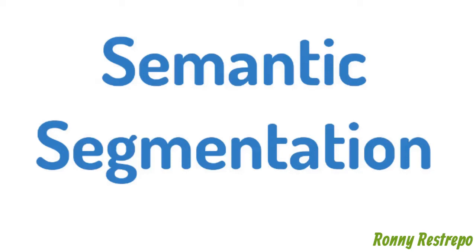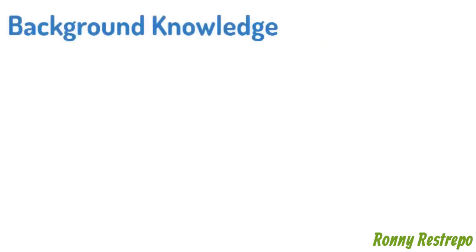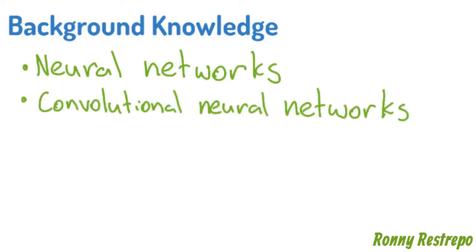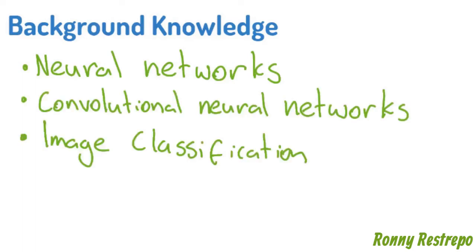In this series of lessons, we're going to be looking at the computer vision task known as semantic segmentation. I'm going to be assuming that you already have some general understanding of neural networks, and in particular convolutional neural networks. I'm going to be assuming that you are familiar with the image classification task and what the structure of a neural network looks like for this kind of task.